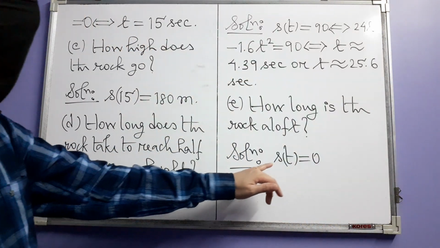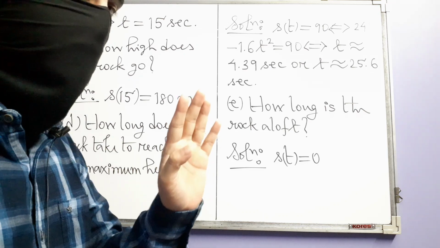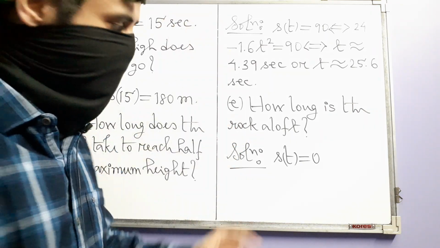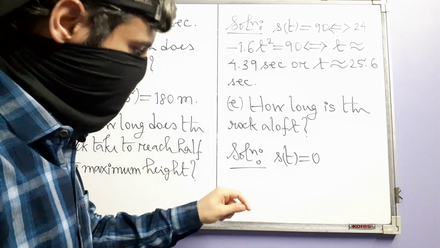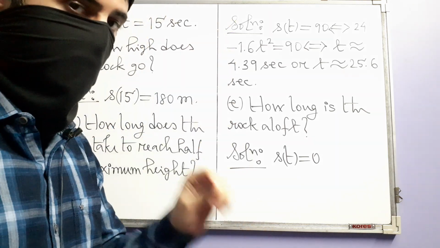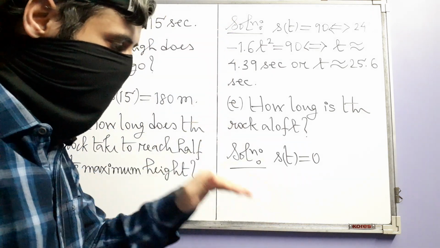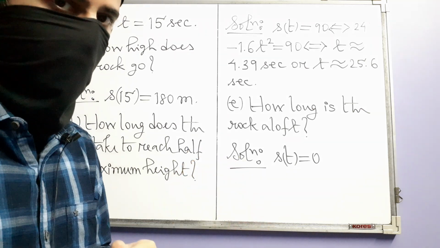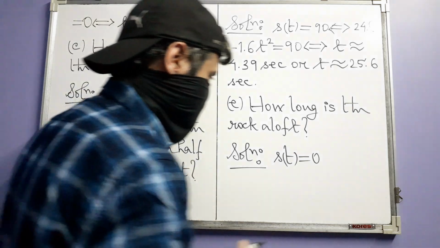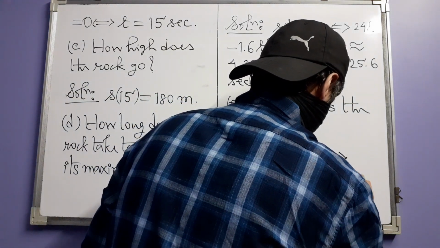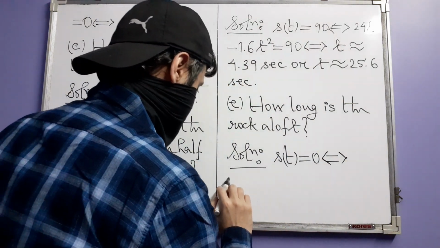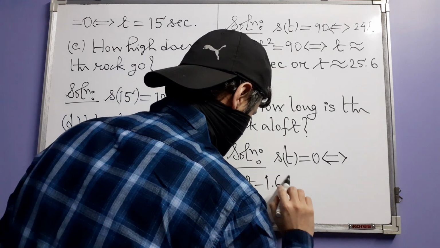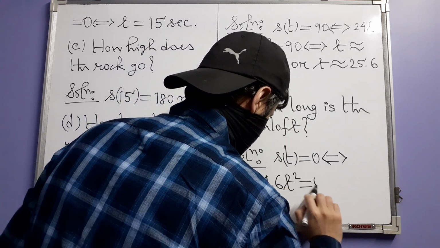Why though? Because do not forget that S is not the distance covered by the rock, S is the displacement. So when the rock goes up and then finally comes down, its displacement is 0. At the instant it hits the ground, it has come back to its original position. So if you solve this equation, that is 24t minus 1.6 t square equals 0.